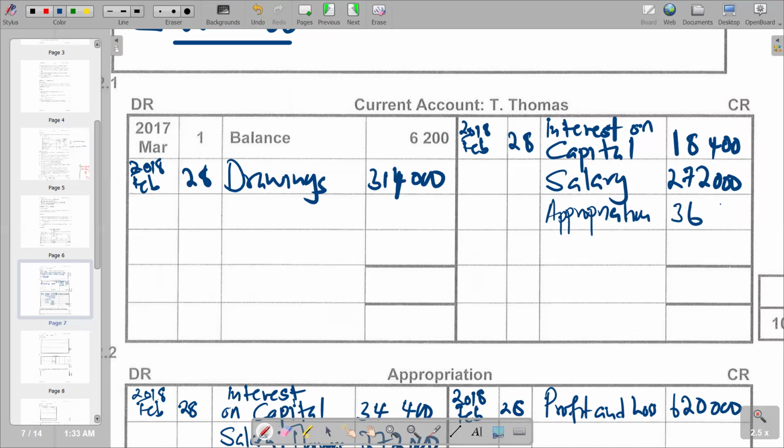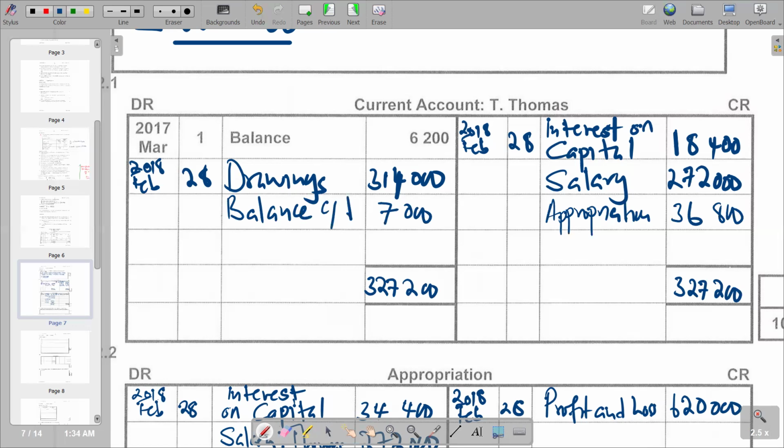36,800. Then we cannot balance our account. We get the total of debit and credit, and see that the greater total is the credit side, with a total of 327,200. So we put 327,200. And then we subtract what we have on the debit to get the balancing figure, which is now going to be 7,000, and it's now balance CD.